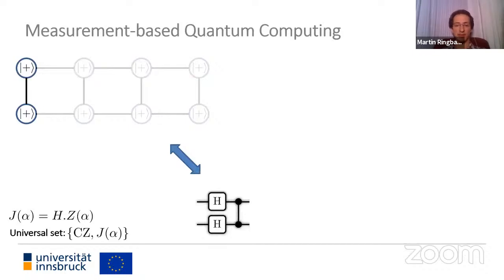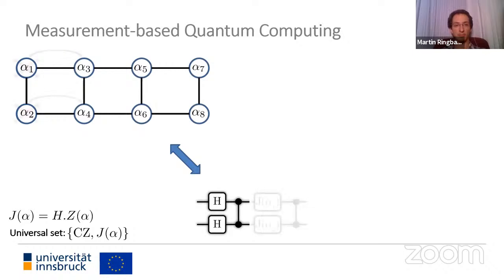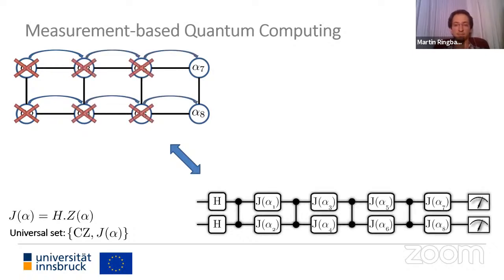Now, to bring this back to something more familiar, like a circuit picture, we can now just go through this cluster in the way we would measure it and build up an equivalent circuit by starting with a Hadamard and a CZ gate, applying some J gates and CZ and so on until we have our circuit.